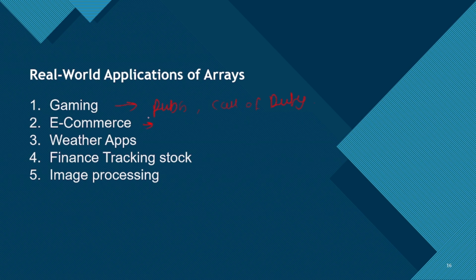Okay, the next is e-commerce, that is maintaining a list of products, or we can say order histories in an app like Amazon, like the history you want to check, so you can check it. So this is information stored using array.